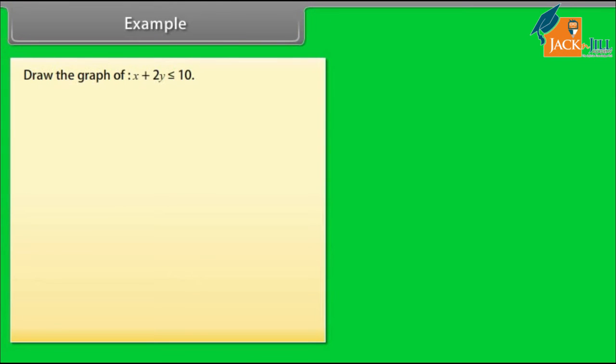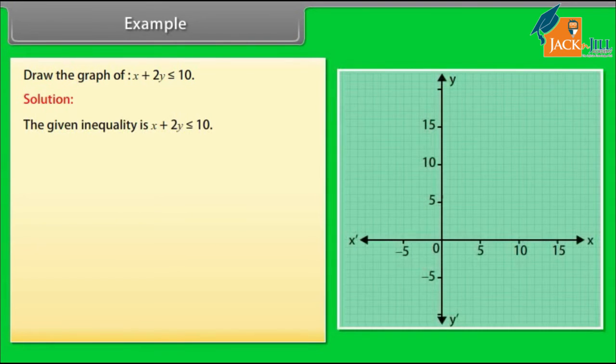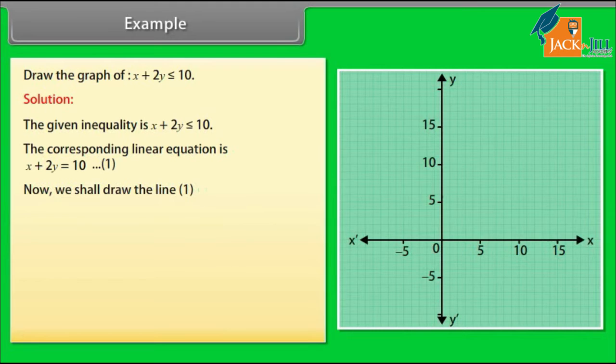Example. Draw the graph of x plus 2y less than or equal to 10. Solution. The given inequality is x plus 2y less than or equal to 10. The corresponding linear equation is x plus 2y is equal to 10. Name it as 1. Now we shall draw the line 1.